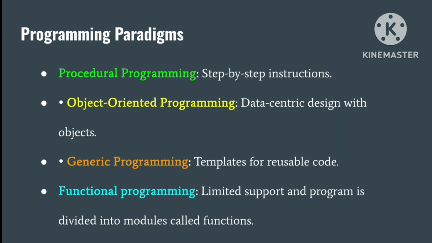So now, what is a programming paradigm? There are many ways to write a program. There can be many types of programs, such as procedural programs, which have step-by-step instructions; object-oriented programs, which use objects and classes and a data-centric design; then generic programming, where templates are used and parts of code are reused; then functional programming, where the program structure is divided into modules called functions. It gives limited support and it is easy to implement also.